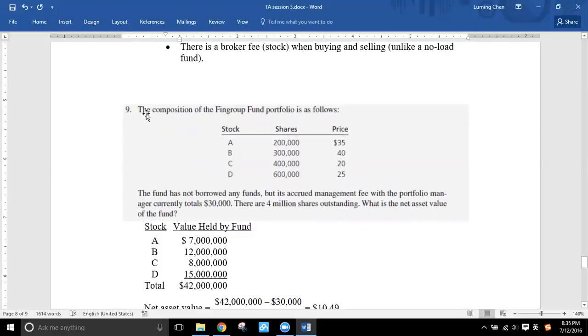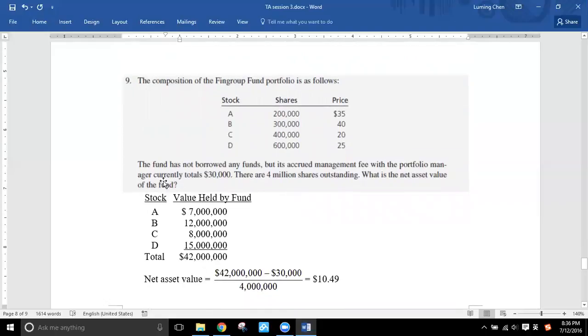Number 9, the composition of the Fine Group fund portfolio is as follows: stocks A, B, C, and D, with respective shares and respective prices. So what is the net asset value of the fund? For the total asset value, if we multiply the shares by the price, you'll get A, B, C, and D in dollar amounts, and the total is $42 million. But it has accrued a management fee with the portfolio manager, currently totaling $30,000. So the net asset value is the total asset value minus the management fee, over the total shares.